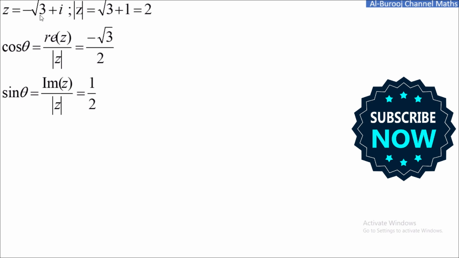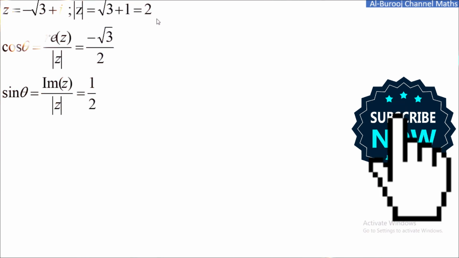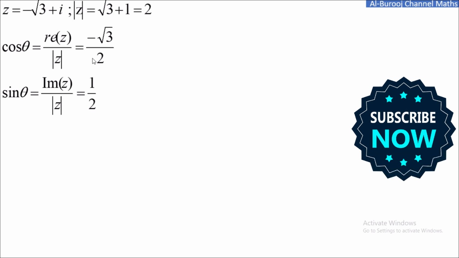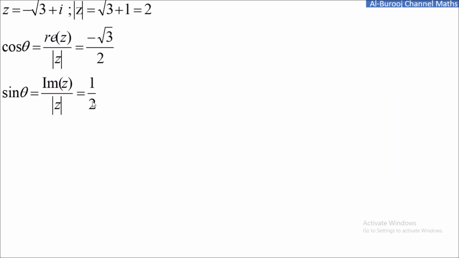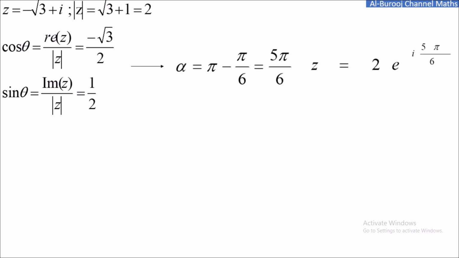Z equals minus radical 3 plus i. Modulus of Z is 2. Cosine theta equals real of Z over modulus of Z. So we are in which quadrant? First, the angle is pi by 6 because the sine is half. And we are in the second quadrant, pi minus pi by 6. Z equals 2 e^(i 5 pi by 6).